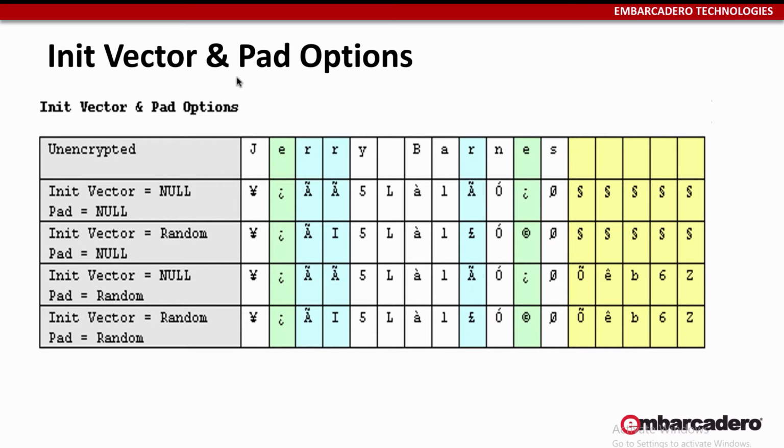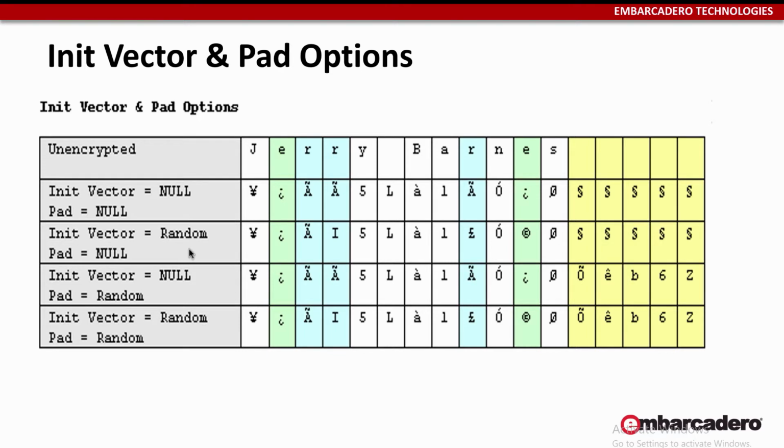For the init vector and pad options I mentioned on the last slide, just to explain briefly what I mean by init vector and pad options, you see here the unencrypted row has the name Jerry Barnes, and the yellow spaces after the name is just padding. In the first case, we set init vector to be null and we set pad to be null. So here we notice that everywhere there is an R, the encrypted value is the same letter A. Same thing where we have a letter E. The encrypted value is the same upside down question mark. And because pad is set to null, the padding is also all the same values, the letter S. And this gives us lots of clues about the data.